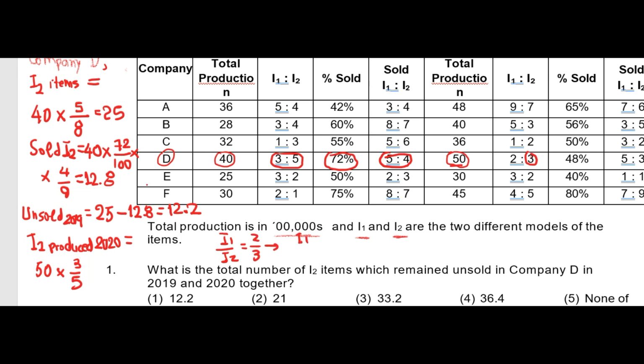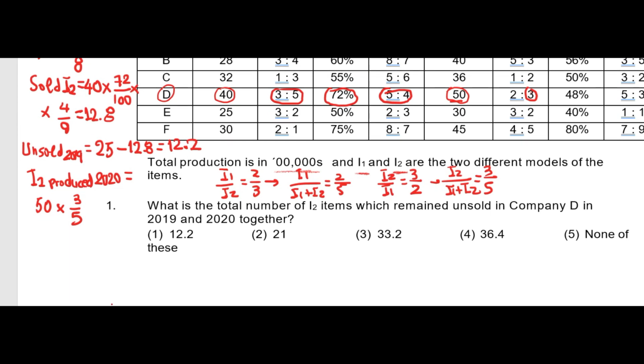So I1 over I1 plus I2 is 2 to 5. Because I want I2, I will say that I2 over I1 is 3 to 2, and so I2 over I1 plus I2 equals 3 over 3 plus 2, 5. That's what I'm using here, right? So 50 times 3 over 5 is 30.